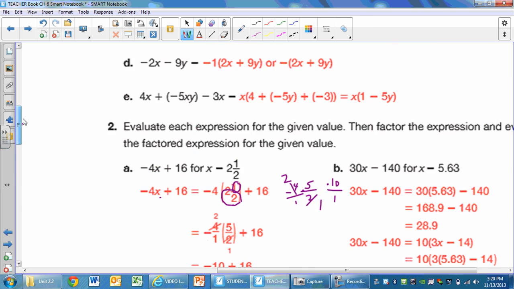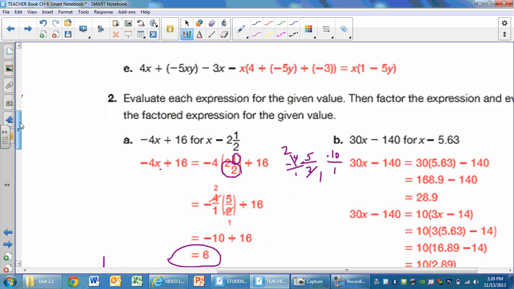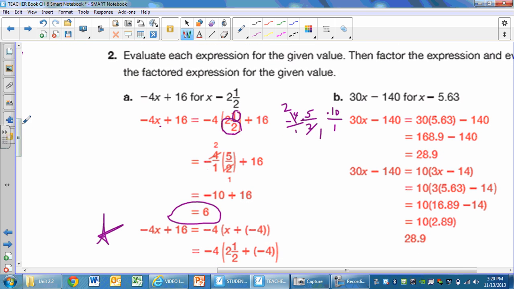All right, go ahead and do B on your own, and when you're done, press play and check your work. All right, you should have gotten this, 28 9/10. Make sure you understand the 2 different ways. This first way is evaluating the expression because I plugged in for x and just went for it. The second way is where I combine like terms, find that greatest common factor, and then plug in second because you didn't plug in right here.